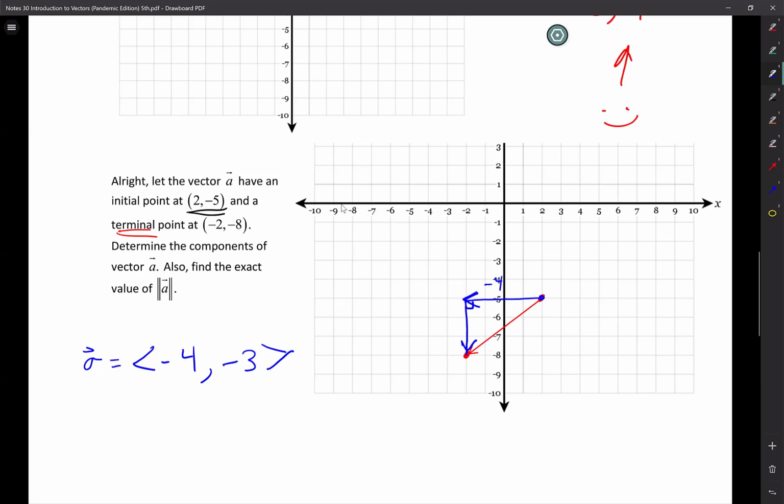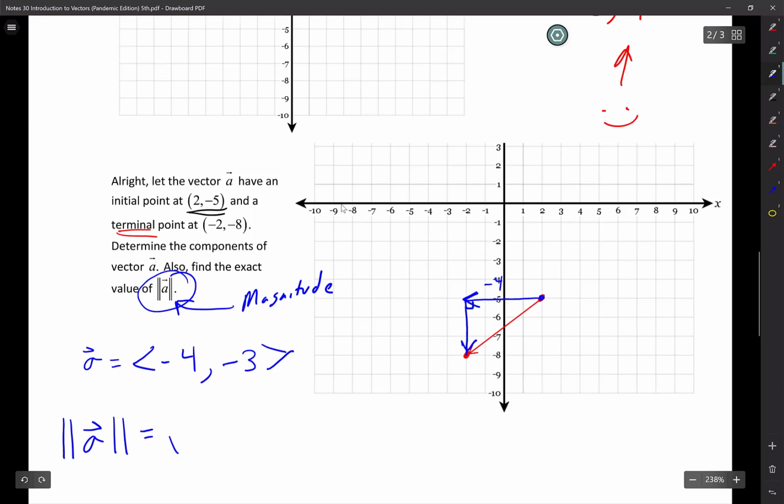Determine the vector components, sorry. And then it says also find the exact value of this. All right, what that means is magnitude. To find the magnitude of the vector, how do you do it? Like this, guys. Double lines, put the little arrows, equals square root. And you're just gonna go -4 squared plus -3 squared.